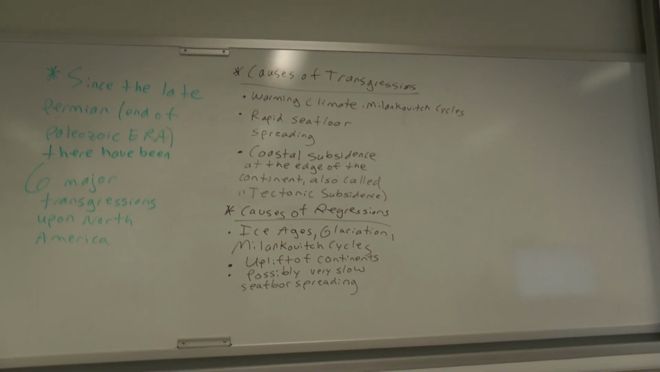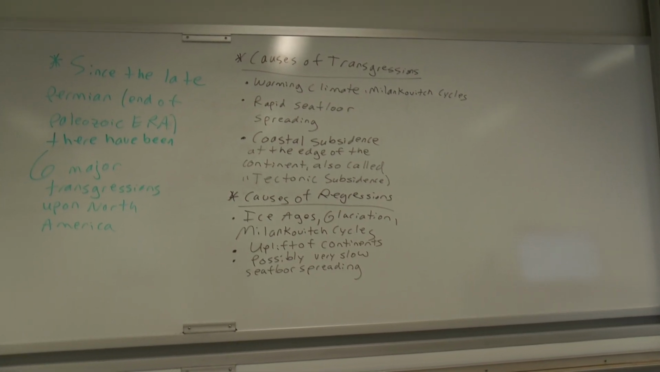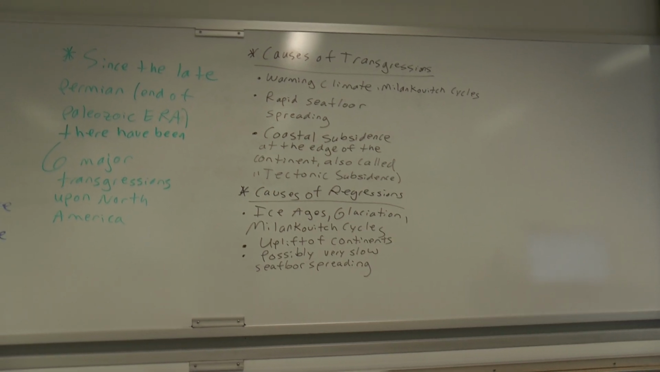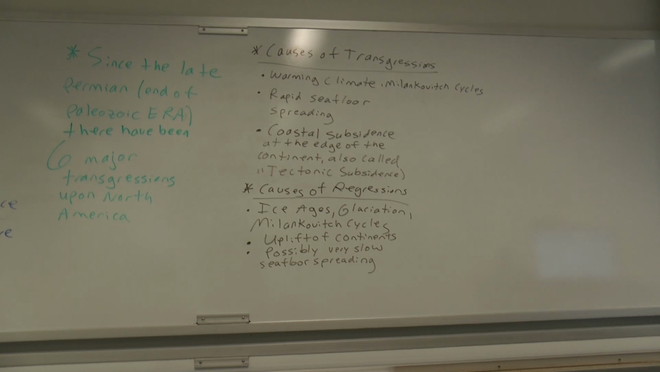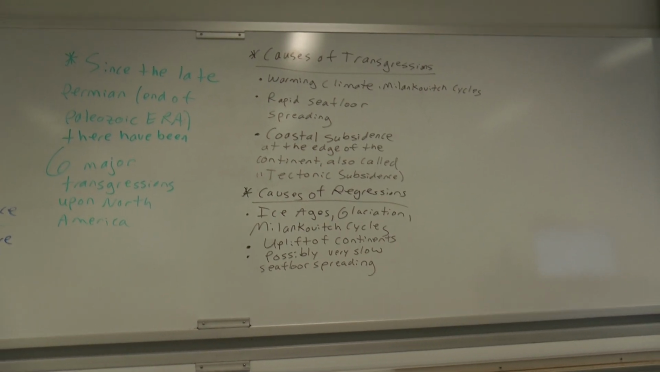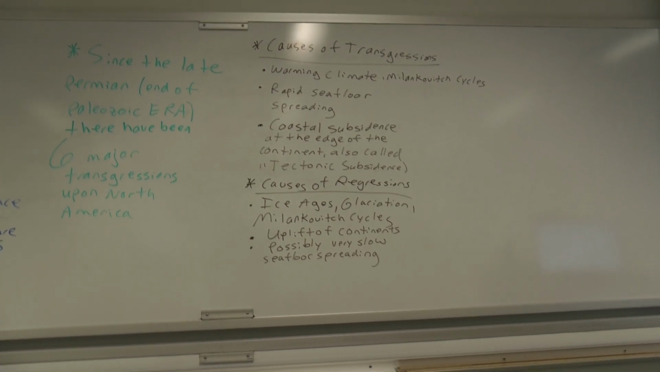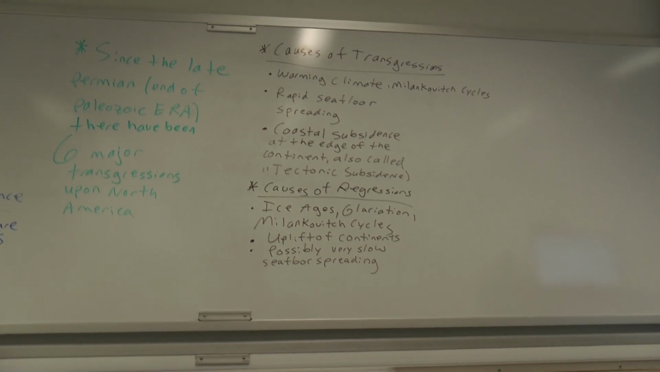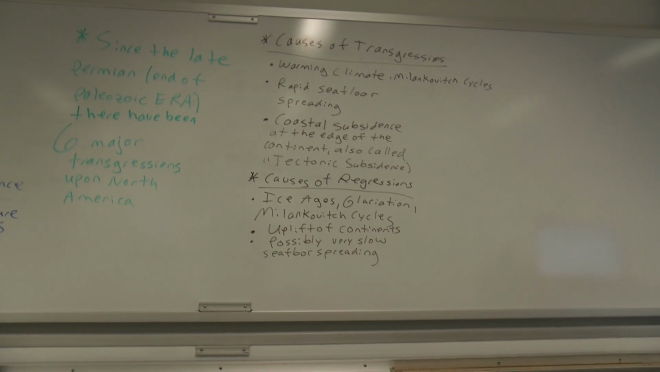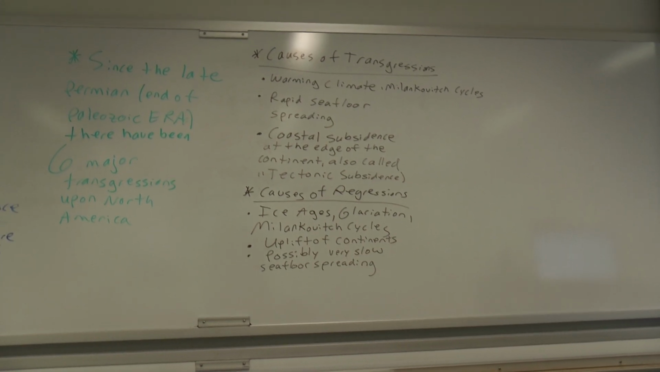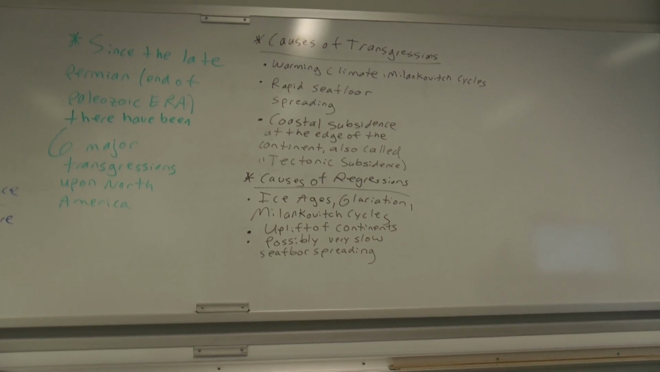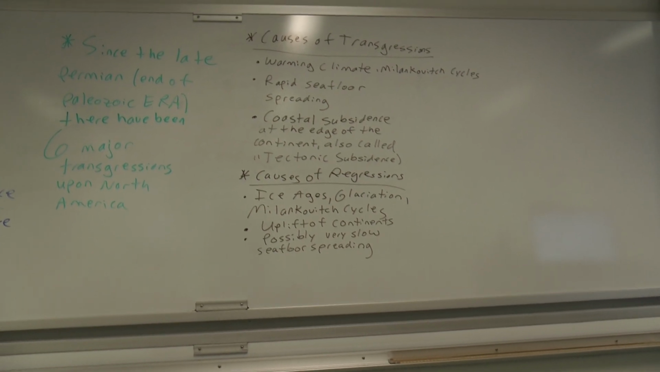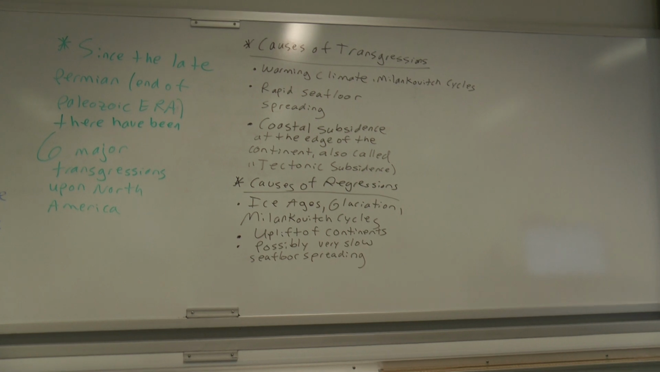What else caused the transgressions? Not just change in Earth's tilt, wobble, and path around the sun. Rapid seafloor spreading, and I didn't go into detail on this on the other board. This happened in the Cretaceous. Rapid seafloor spreading means that your mid-ocean ridges, the underwater volcanic mountain ranges, become wider. That topographic high spreads out more, so that means you have less room in your basin for seawater.